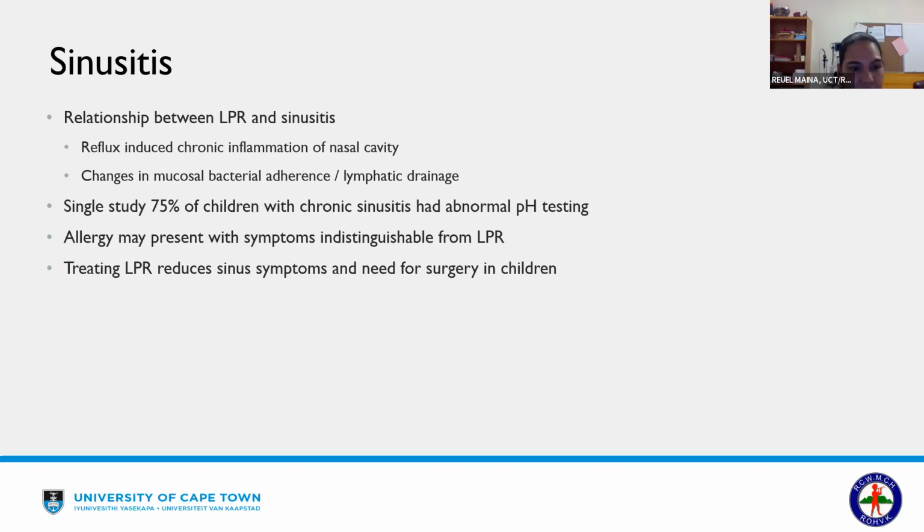So looking at sinusitis, the relationship here is that the reflux induces chronic inflammation of the nasal cavity, which, as I said before, results in ciliary clearance inhibition, which results in changes in the mucosal bacterial adherence of the epithelial lining, and also prevents lymphatic drainage. And this can result in stasis within the sinuses, resulting in sinusitis.